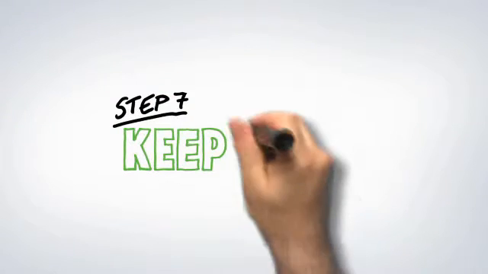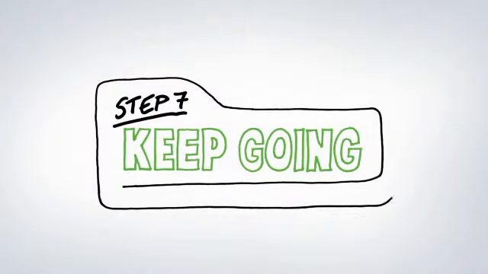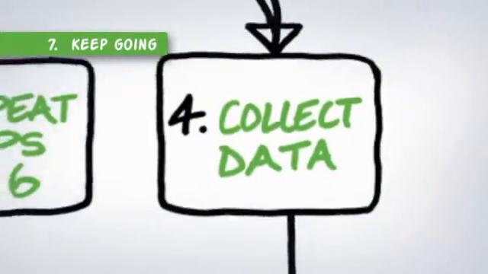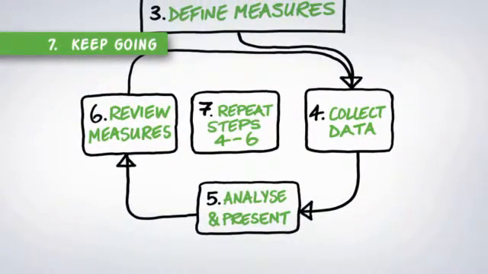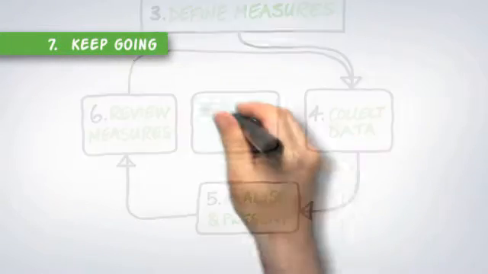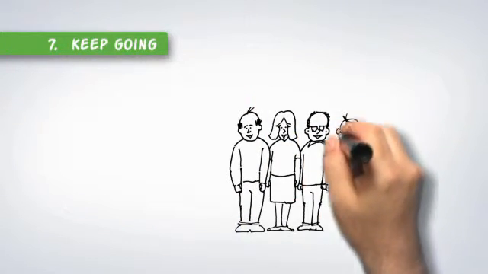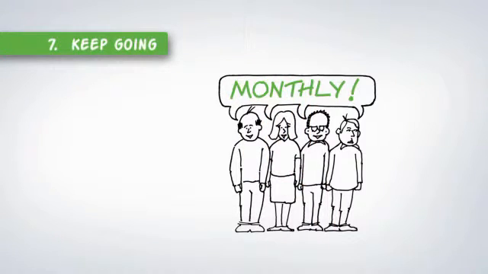Step 7, keep going. The final step tells us that we should go back to step 4, to collect, analyse and review again. In other words, go round that collect, analyse, review cycle. So how often do we do it? Interestingly, when I ask people in courses and seminars about that, they often say monthly, because that's the natural cycle of reporting in the NHS.